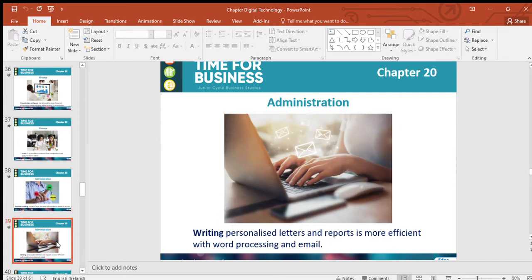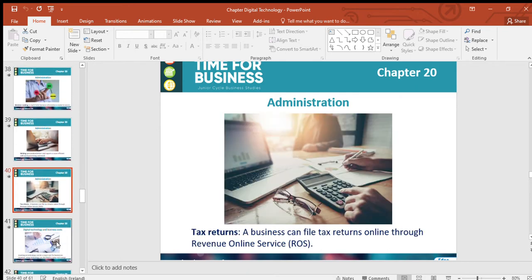Writing personal emails and reports is more efficient with word processing and email. Again, we're just covering all of this. If there is a slide that I need you to take down, and there are a few, I'll highlight it.